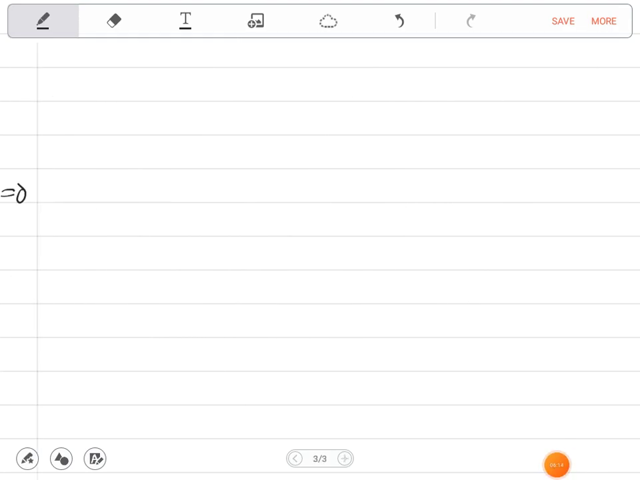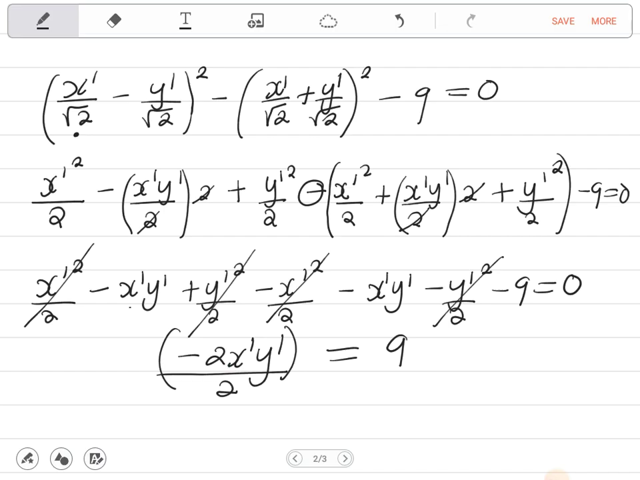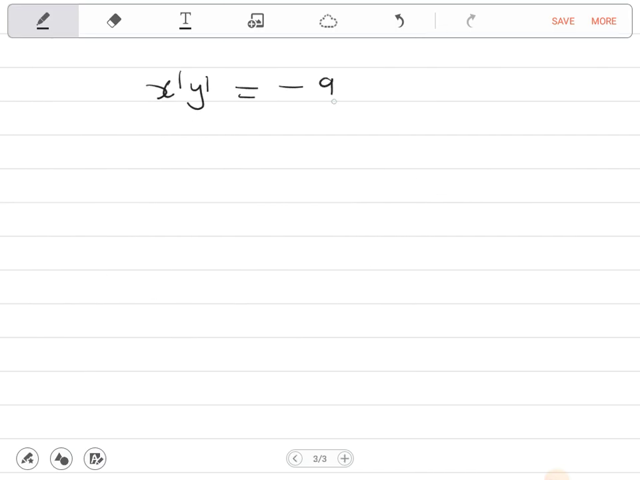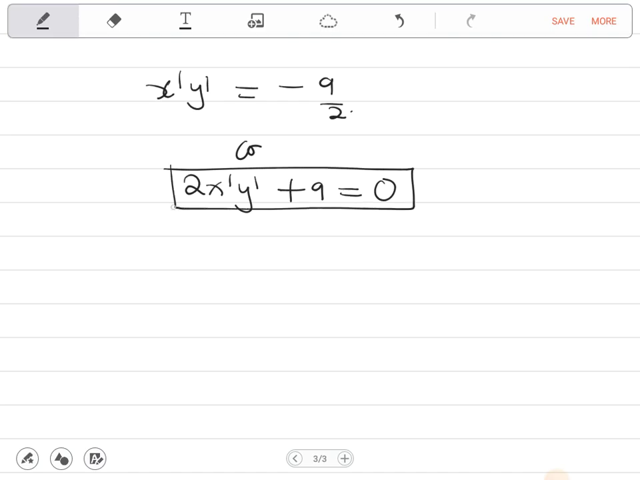So we can now finish it, right? So we have x prime y prime. Remember that there is a negative here, so automatically you are going to have this over 2. So you can leave it there, or you can just leave it like this. x prime y prime is equal to negative 9, which will just transform itself to just this, plus 9 is equal to 0. You can leave it like this. There's no problem.